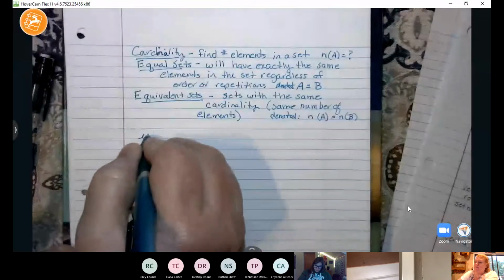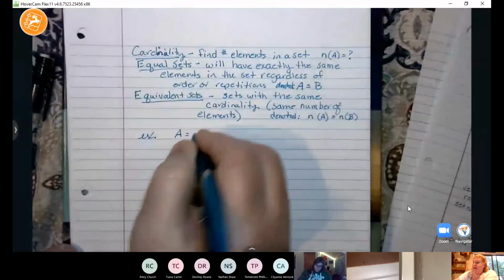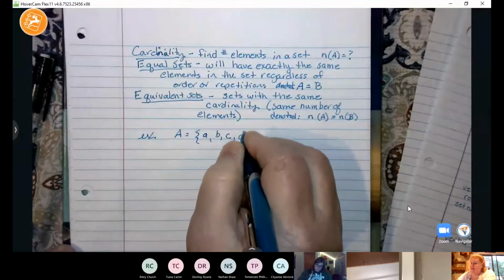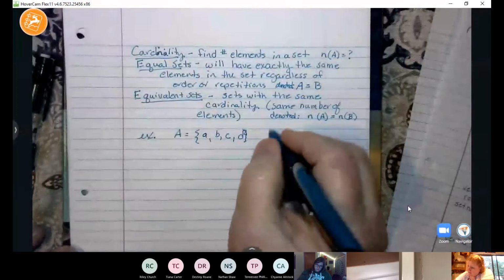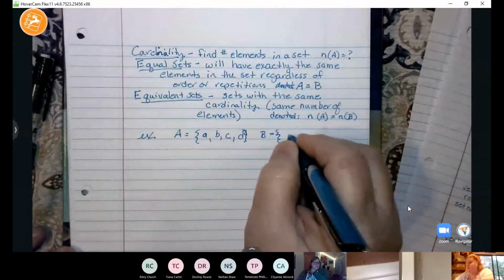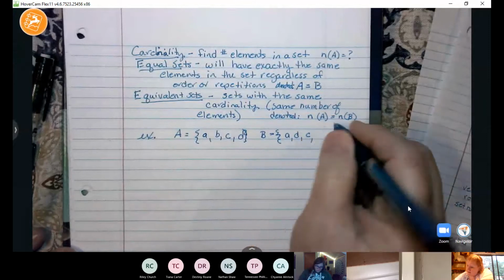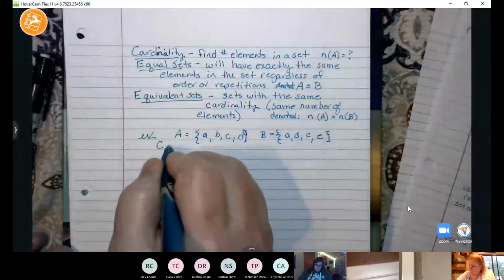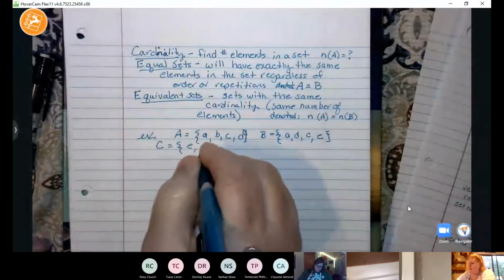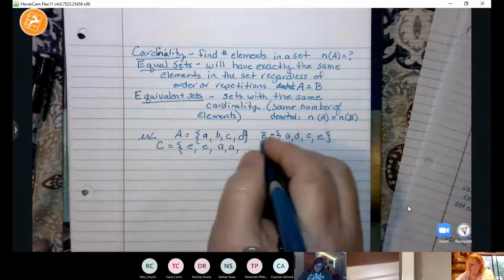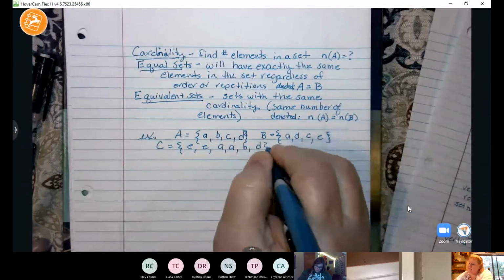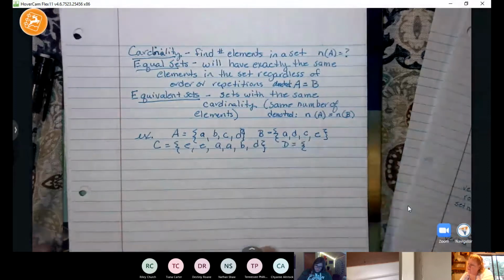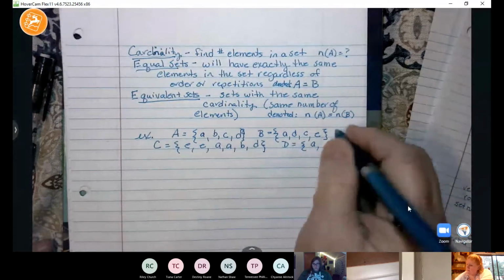So let's look at some examples. We have set A, which has the elements A, B, C, D. We have set B, which has A, D, C, E. We have set C, which has E, E, A, B, D. We have set D, which has A, C.